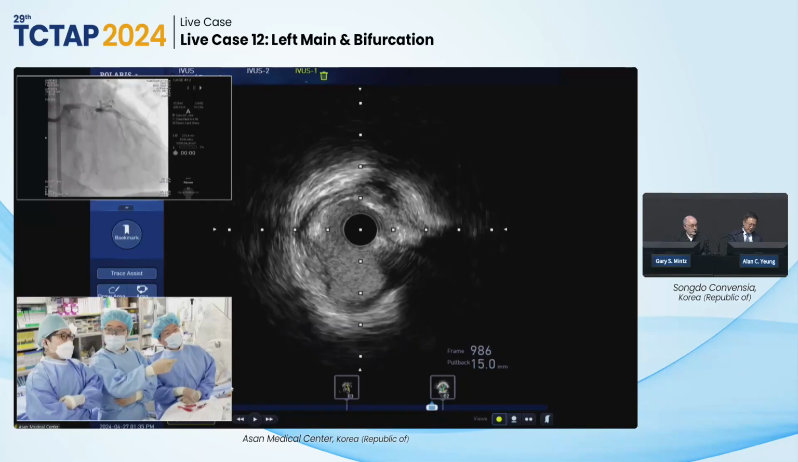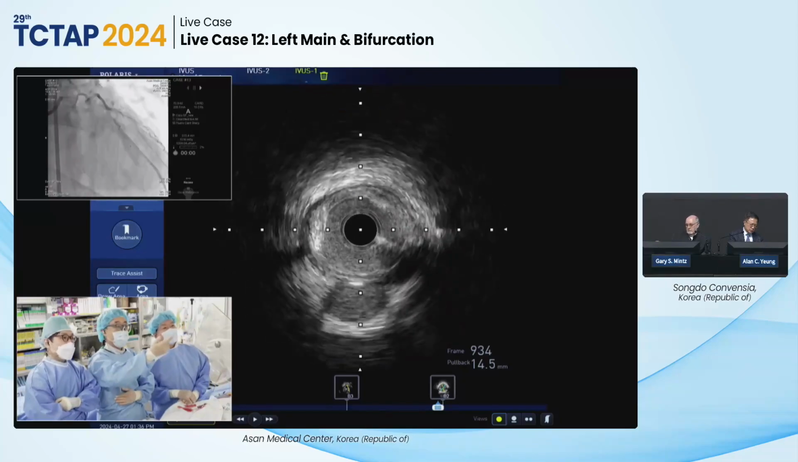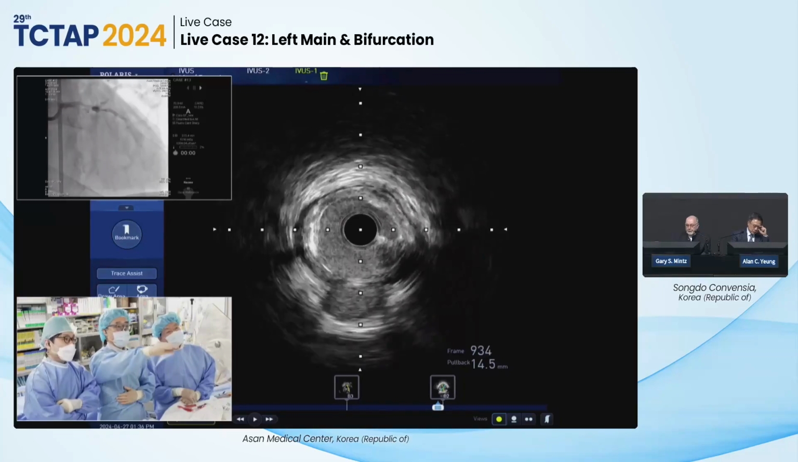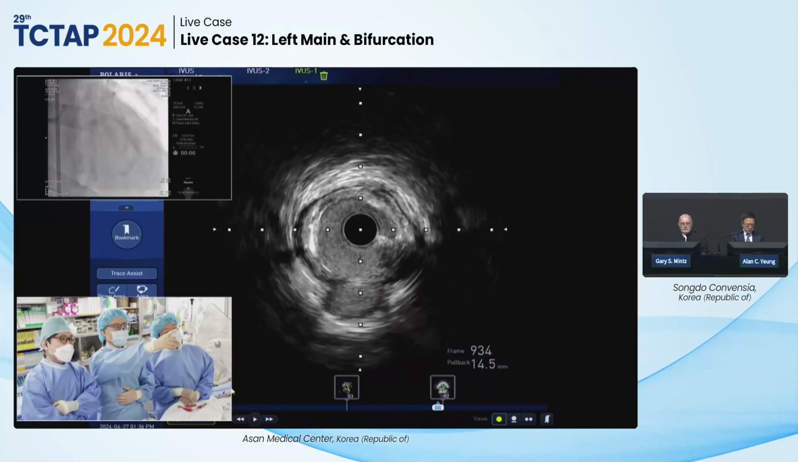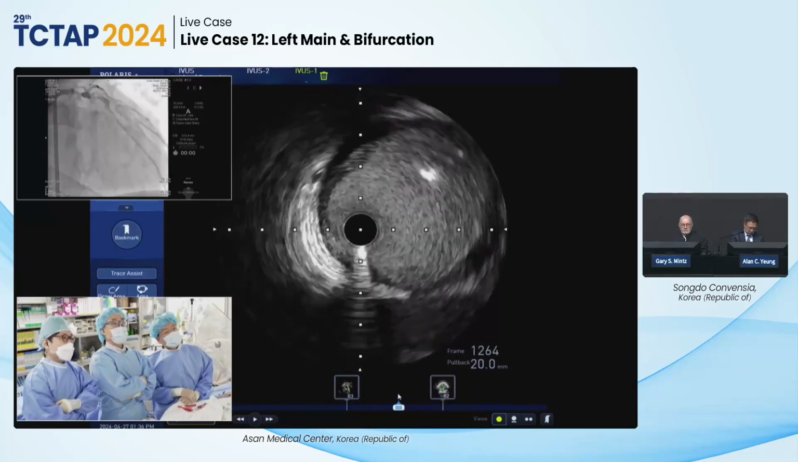So after we already infused the bolus nitroglycerin, this is the distal part of the mid-LAD bifurcation, a plaque with severe narrowing. Okay, run.